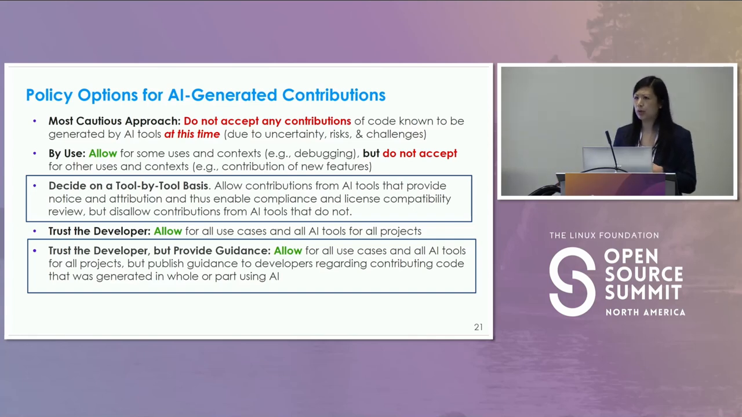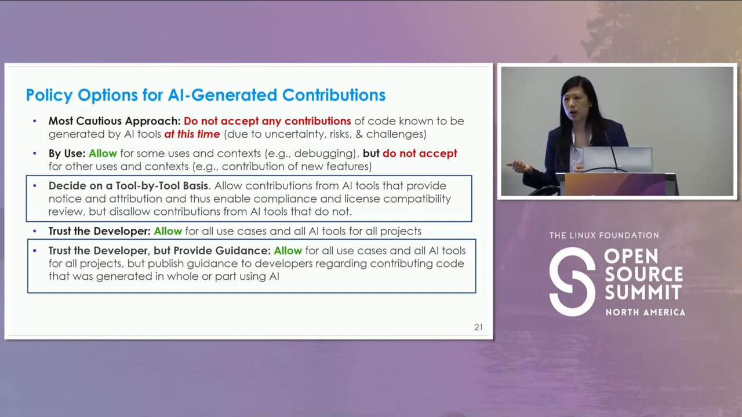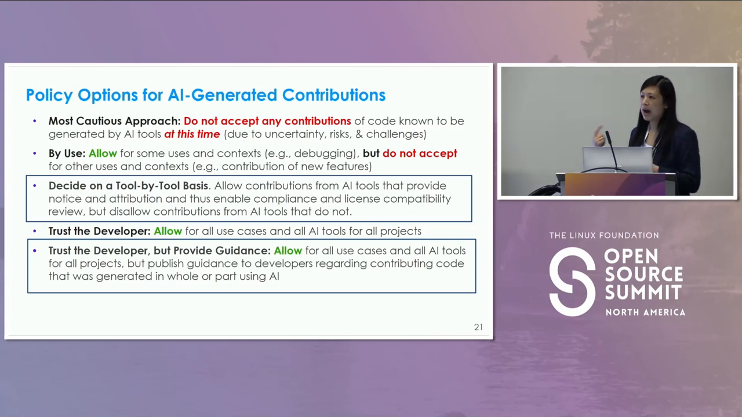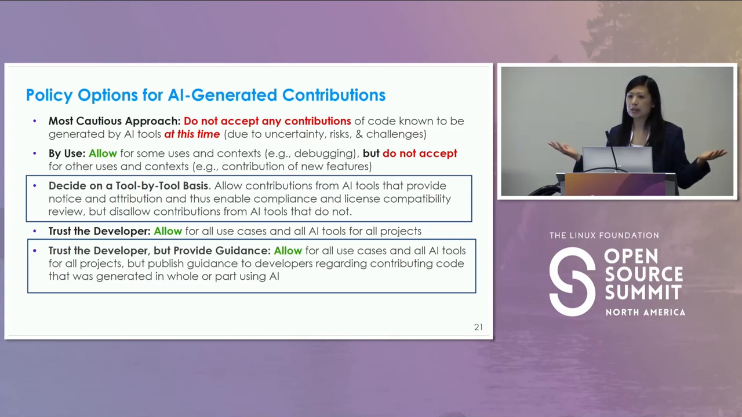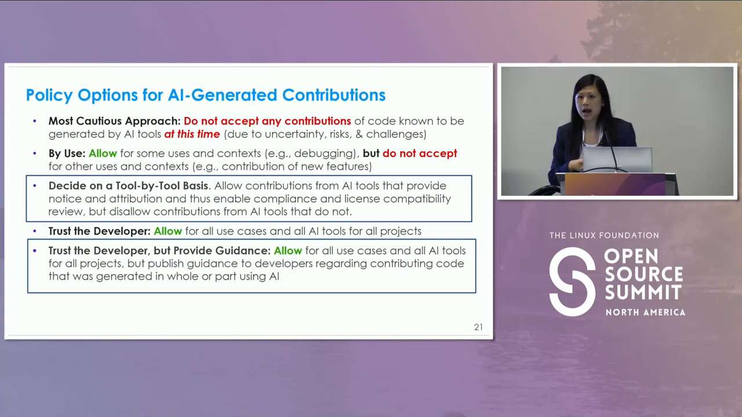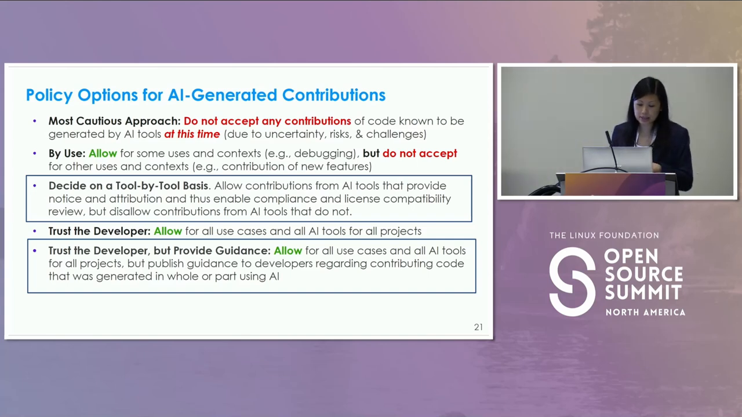Another option is to decide on a tool-by-tool basis. So for example, having an allow list for AI tools that meet certain requirements, meaning that they don't have any terms and conditions that would be inconsistent with the open source definition, and they provide enough information for you to comply with any of the upstream licenses, or they have features that allow you to suppress reproduction of incompatibly licensed code in the output. The status quo really would be just to trust the developer and, as we do today, let developers figure this out and how to navigate these risks.